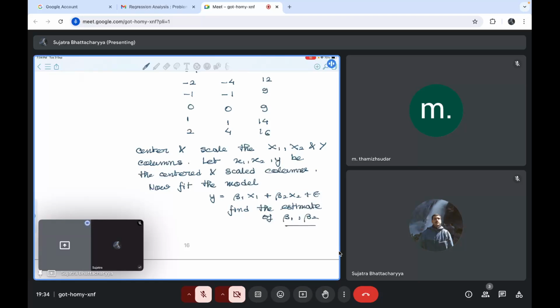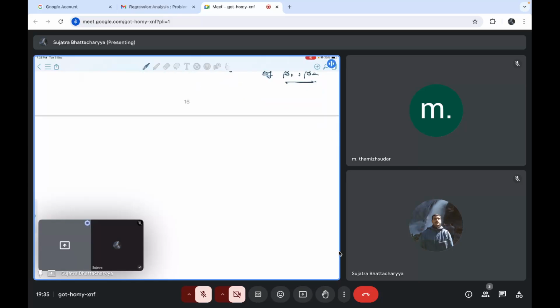So I have combined both the questions. Okay. So first you have to center and scale this x1 and x2 and y. Let those be x1, x2 and y, the small ones, and you fit a model and find the estimates of beta 1 and beta 2. That's all. That is what you have to do.